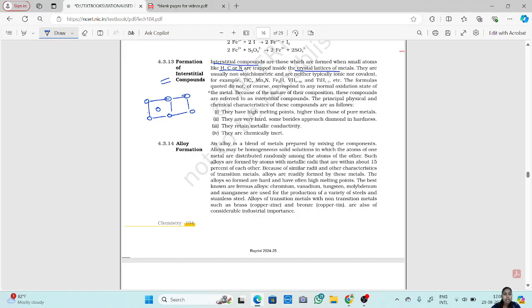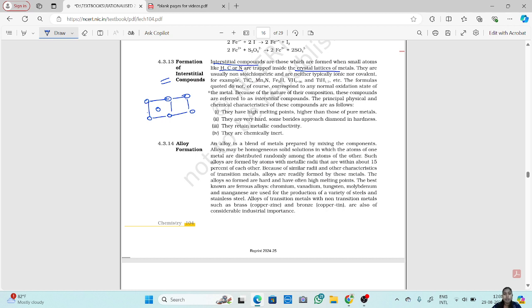Now, they are usually non-stoichiometric and are neither typically ionic nor covalent. For example, TiC, Mn4N, Fe3H. This kind of compound is usually non-stoichiometric. Non-stoichiometric means you don't have to mention their numbers here, and neither are they typically ionic or covalent. They don't interact much or hinder anything in the structure.